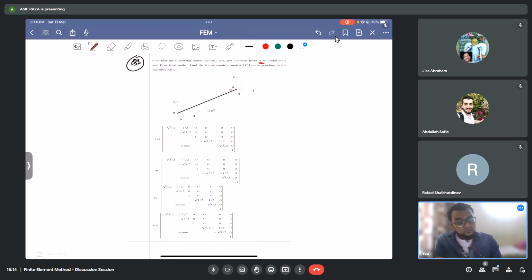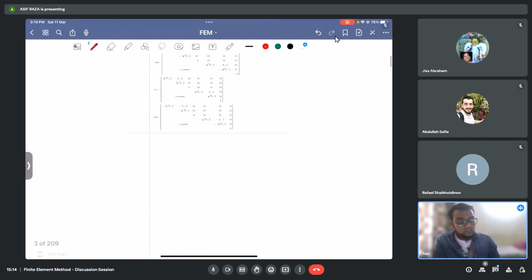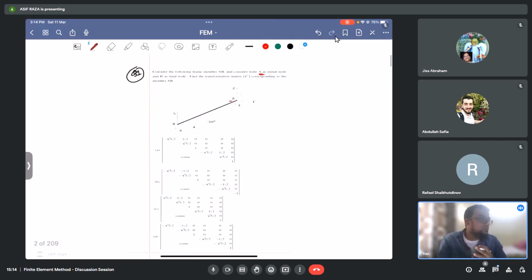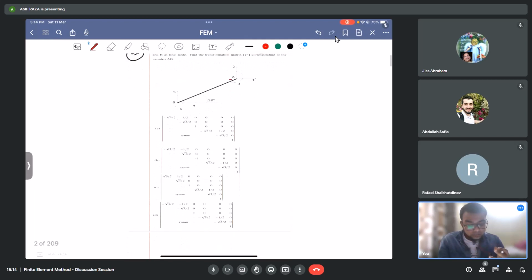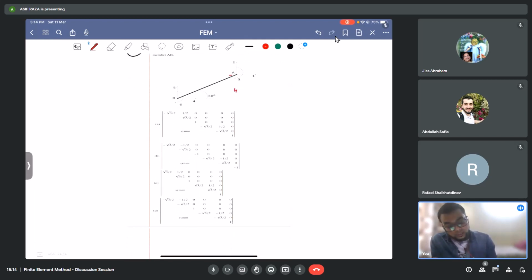I know that it's relevant to assignment number 6. There the angle was given as 45 degree, but I think something was different. So here my A is the first node.